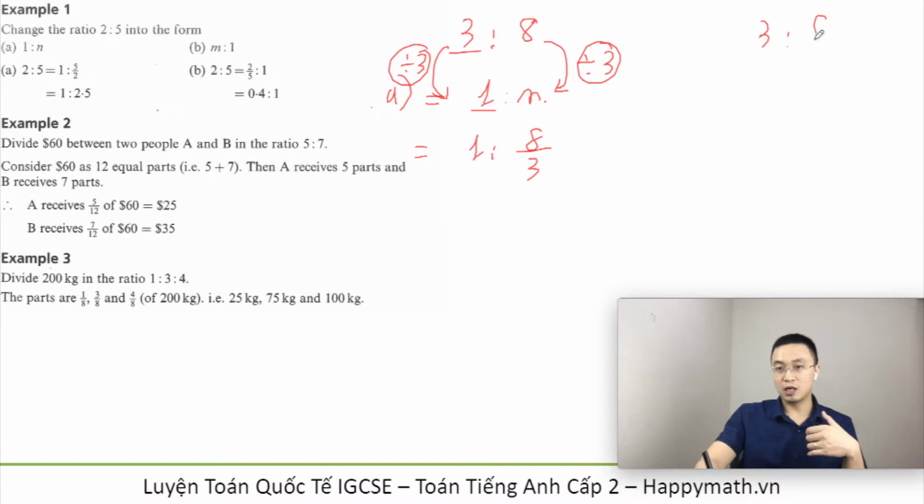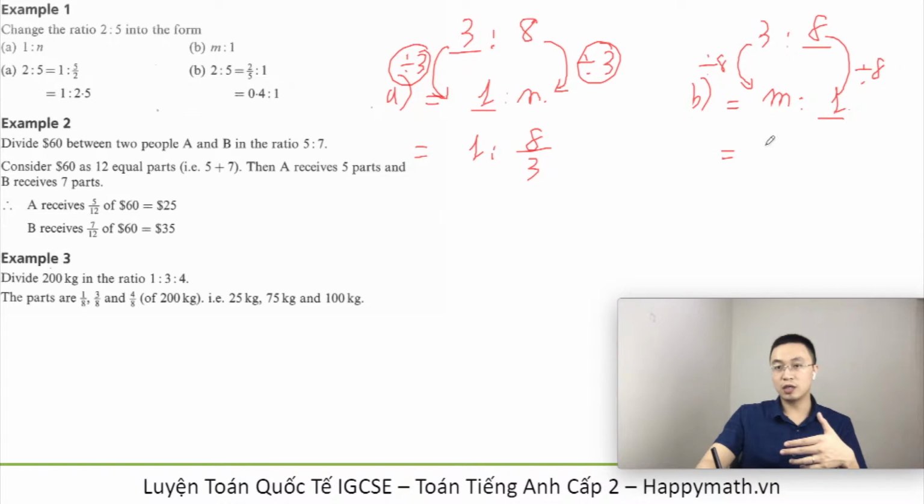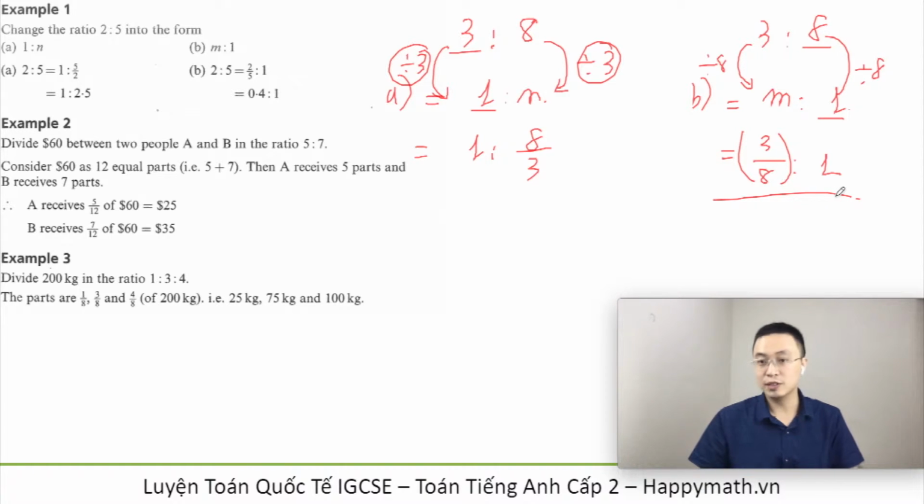Another form: b here equal to m divided by 1. I don't know about the first operation, but I know about the second operation. The second operation changes 8 to 1, so it is divide by 8. So the first one has to be divided by 8 also, and you can easily figure out m will be equal to 3 over 8 divided by 1. Okay, that's it. It's quite easy, right?